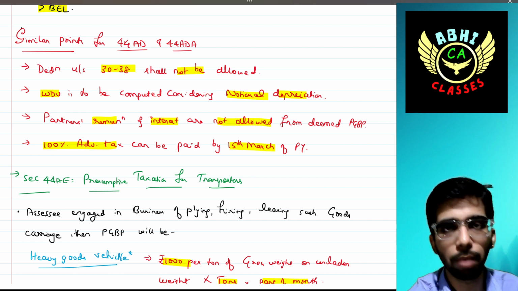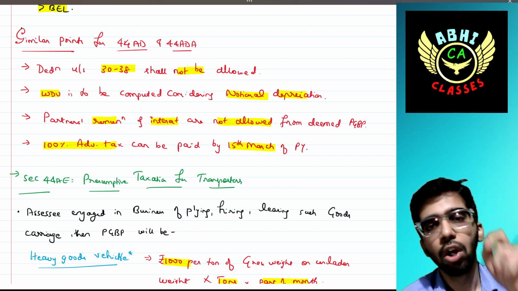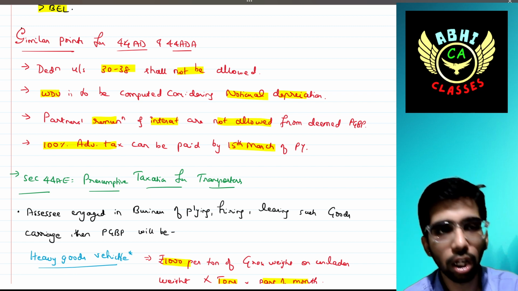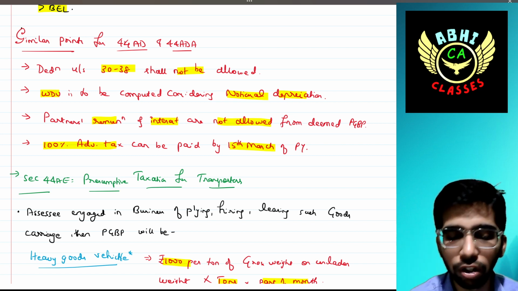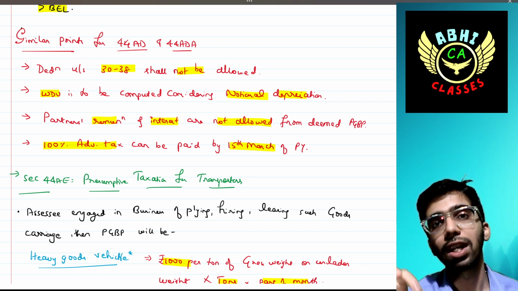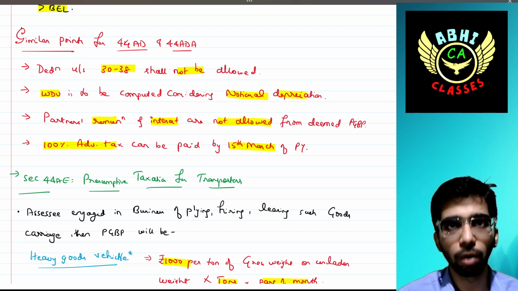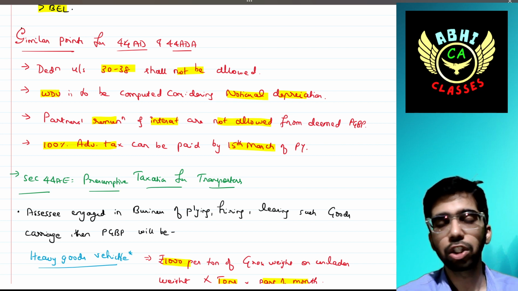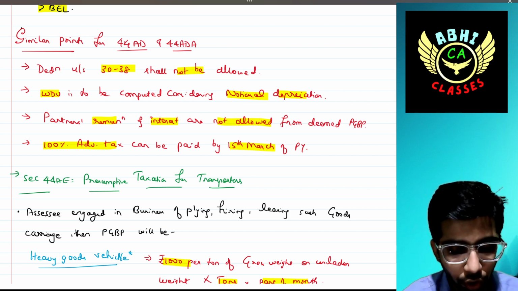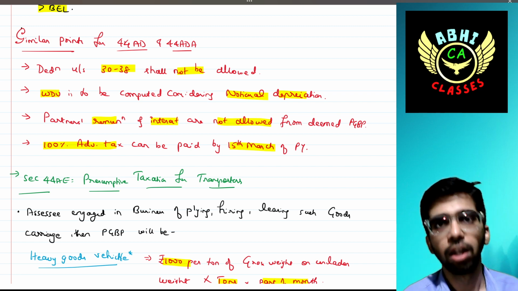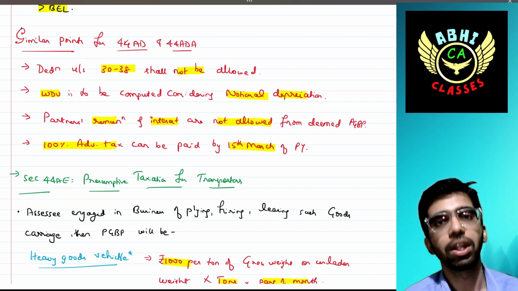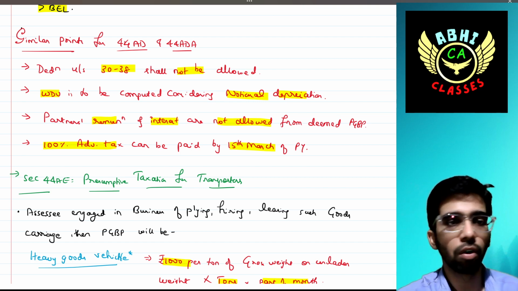The partner's remuneration and interest are not allowed from deemed PGBP. The 100% advance tax needs to be paid by 15th March 2024 in our previous year 2024. There are no installment dates. You need to pay the advance tax by 15th March 2024.